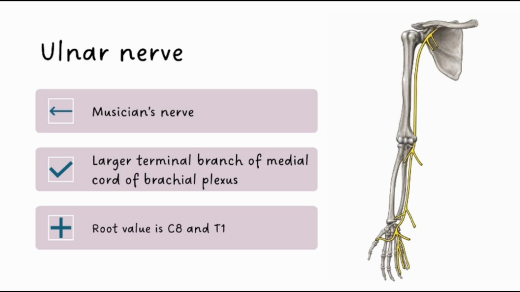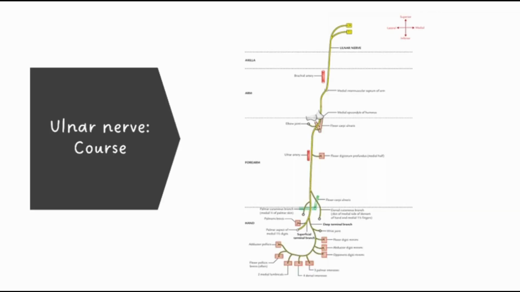It's the largest terminal branch of the medial cord of brachial plexus and its root value is C8 and T1. The ulnar nerve begins in the axilla as a continuation of the medial cord of brachial plexus and terminates in the hand by dividing into superficial and deep branch. So let's study the course of the ulnar nerve from the axilla up to the hand.